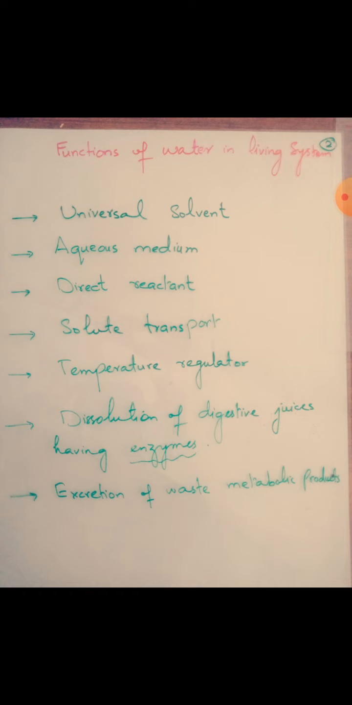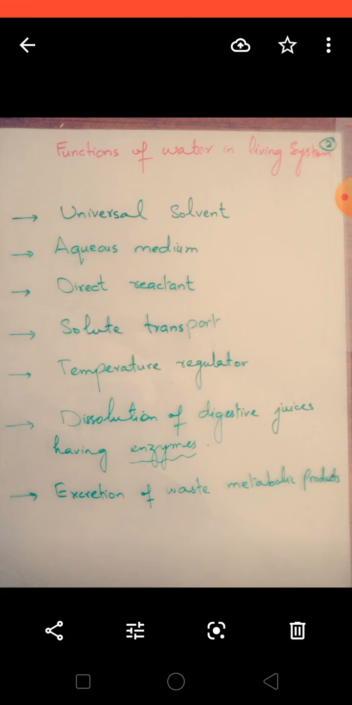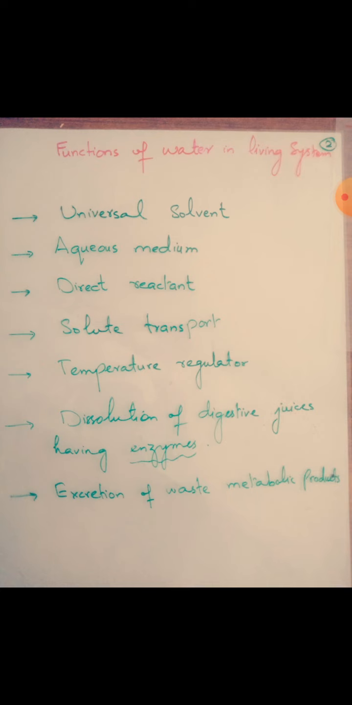Lastly, the excretion of waste metabolic products. Obviously, water is essential for excretion purposes as well. If there is deficient water in the body, there will be anuria, a diminished amount of urine, and if there is less water for excretion, the kidney cannot properly excrete the waste products from the body, so they can increase the toxic level of items in the body.